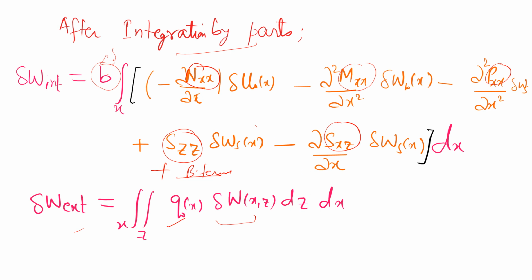So if you put this in and equate, then we will get the governing equation with respect to u naught of x, then wb of x, and then with respect to delta ws of x. Okay, three governing equations you will get from here. So three unknowns, three governing equations. Okay, so we will see the code now.